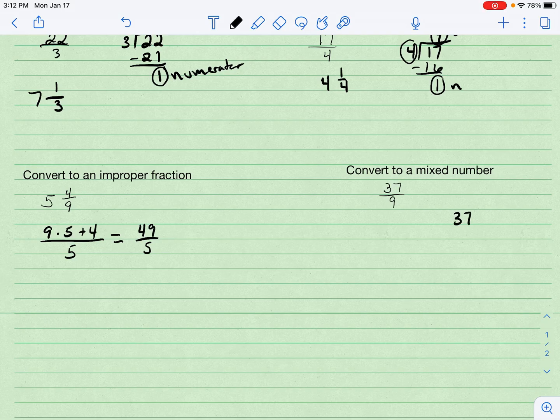Okay, likewise on this one, numerator goes under the bracket, denominator out in front. 9 can go into 37 4 times. That gives you 36. 37 minus 36 leaves us with a remainder of 1. So this is our numerator. This is our whole number. So we just put them in place. 4 and 1/9. And that is just converting both ways, either mixed numbers into an improper fraction or an improper fraction to a mixed number.